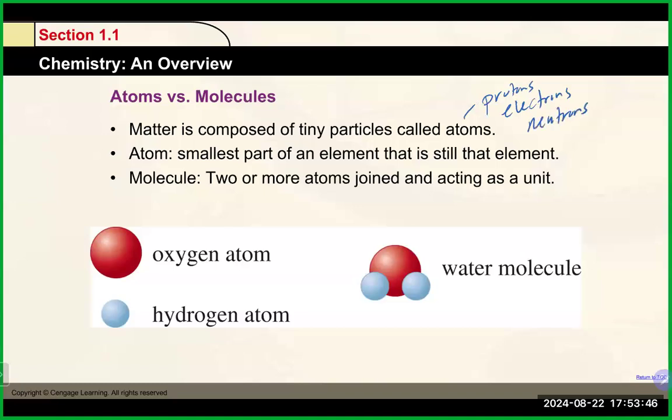And the atom is really the smallest element that can enter into chemical combination. A molecule is two or more atoms joined together. So there are a couple of terminology that sometimes confuses people.